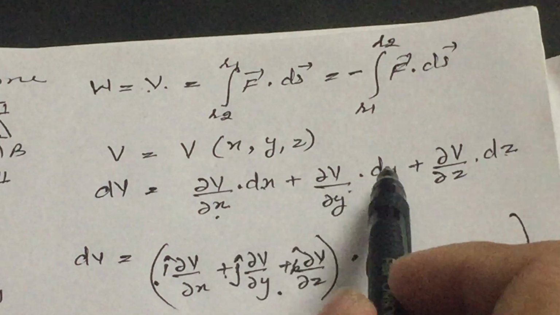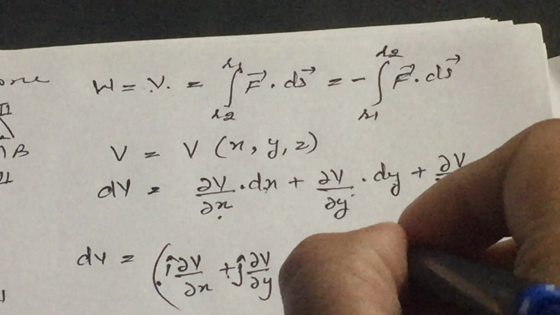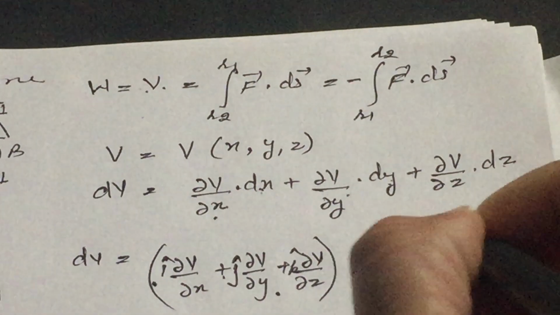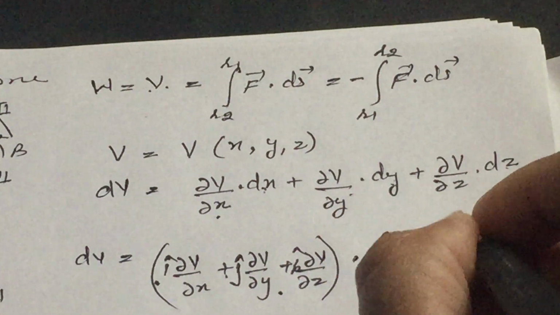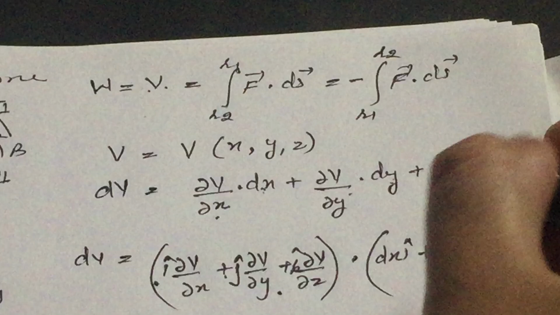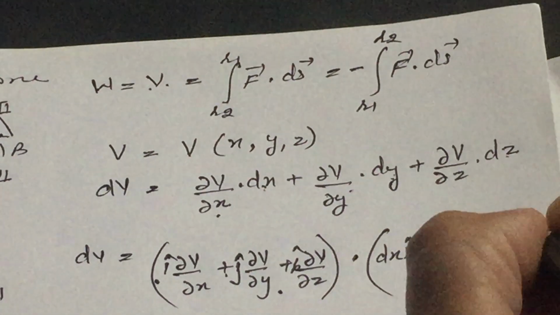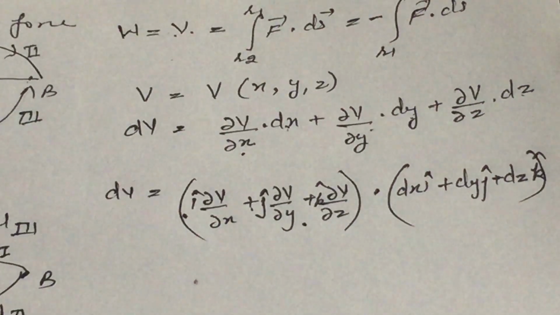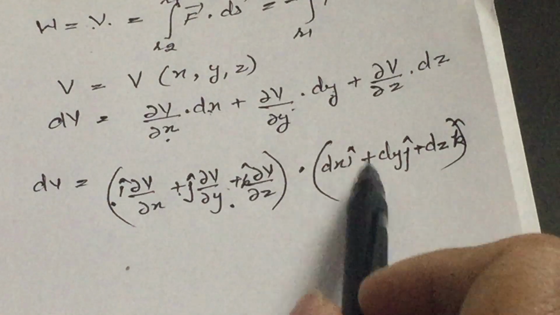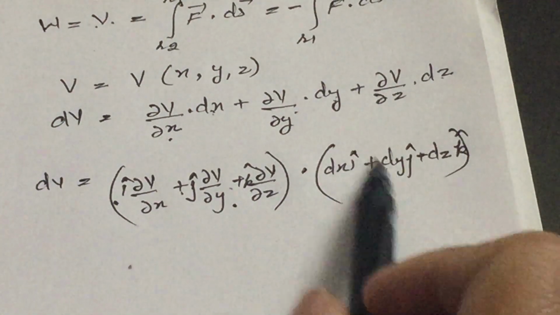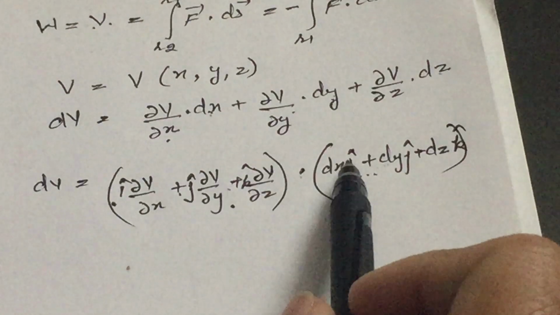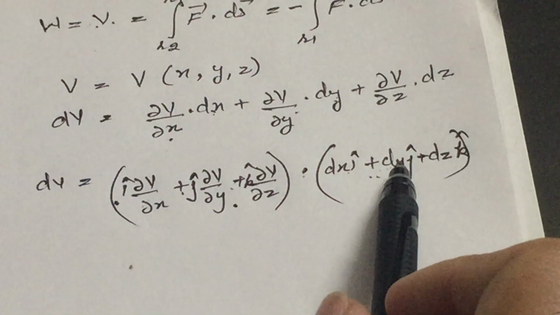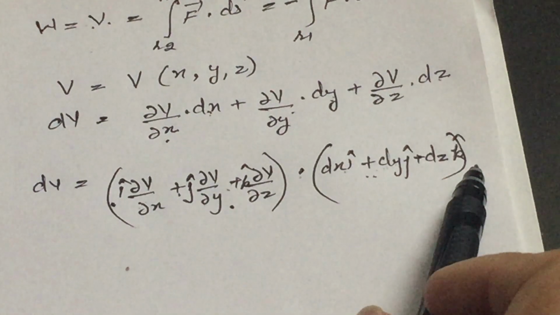Similarly, the small displacement along the x-axis is indicated by i cap, along the y-axis by j cap, and similarly the change along the z direction by k cap. Now just go for the dot product. If we multiply these two vectors, we know that in dot product i dot i is equal to 1, i dot j is equal to 0, j dot k is equal to 0.